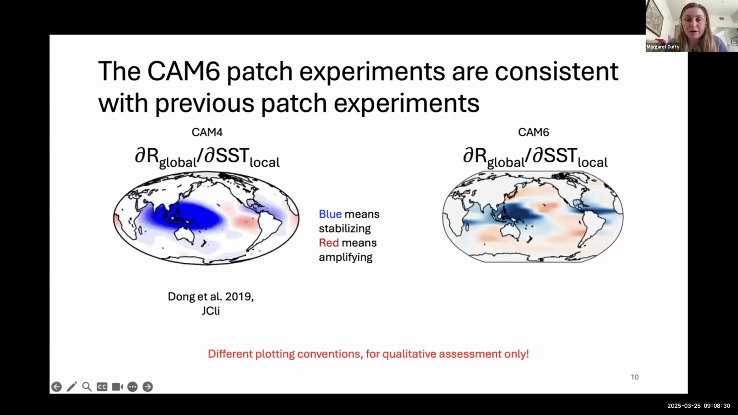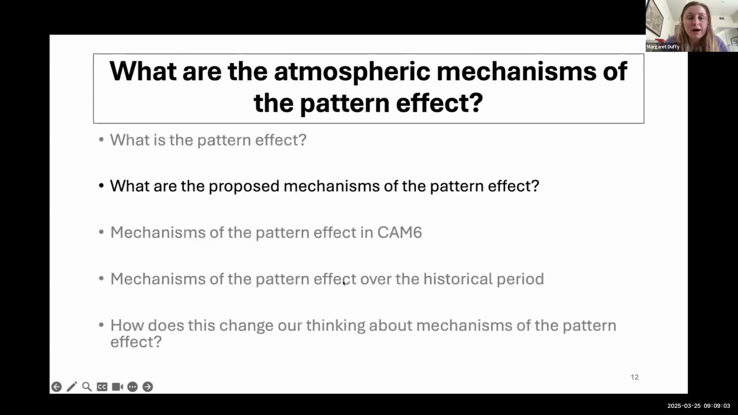So we want to compare this new ensemble of CAM6 patch experiments to previous patch experiments. So I just put CAM4 here on the left. We can see these are different plotting conventions, but generally the same basic features of a stabilizing influence of warming in the West Pacific and an amplifying influence of warming in the East Pacific emerge robustly. So this is just a nice reassurance that CAM6 patch experiments are broadly consistent with previous patch experiments.